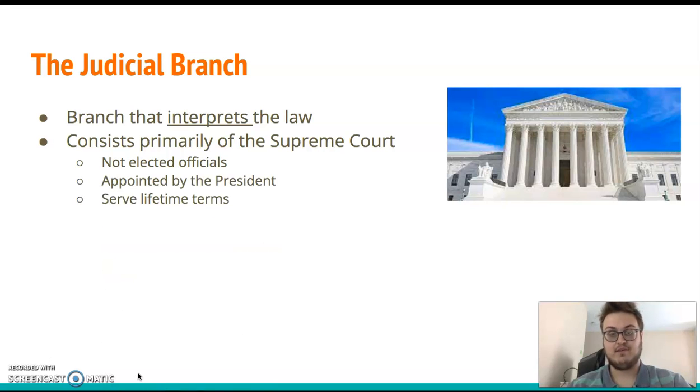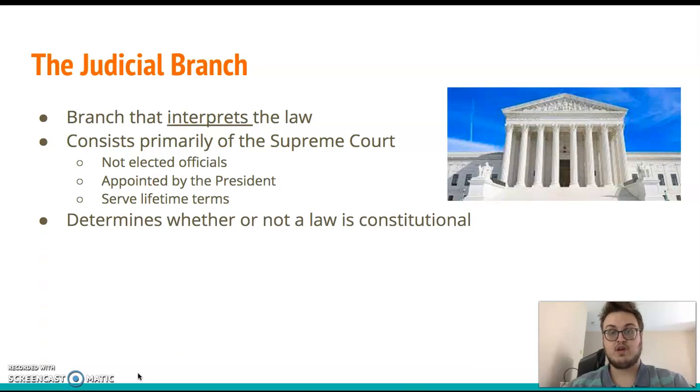They also serve lifelong terms. So once they are appointed to the Supreme Court, they will always be on the Supreme Court until either they pass away or they choose not to serve any longer. They can also be impeached, but that does not happen very often. Most of the time, they choose to retire. So they determine whether or not a law is constitutional. When a new law is brought into effect, they examine it and make sure that the law does not override any of the rights promised to us in the Constitution.